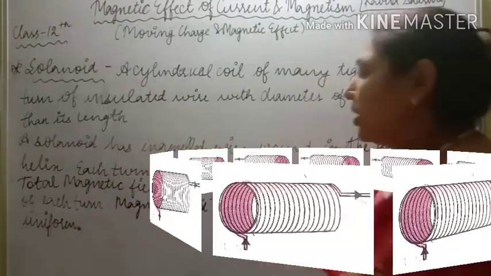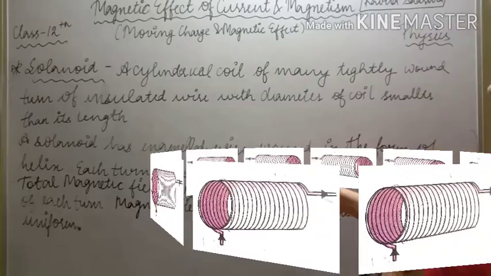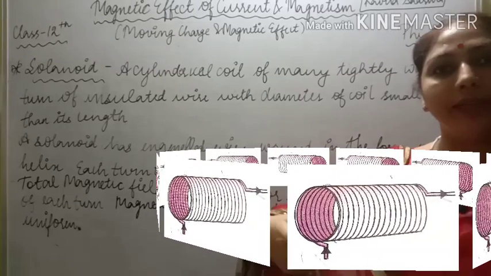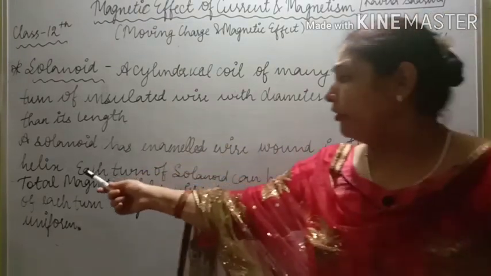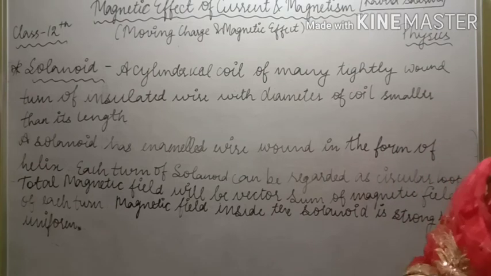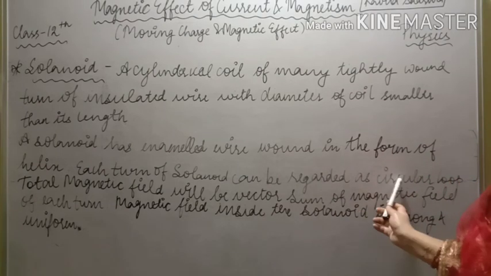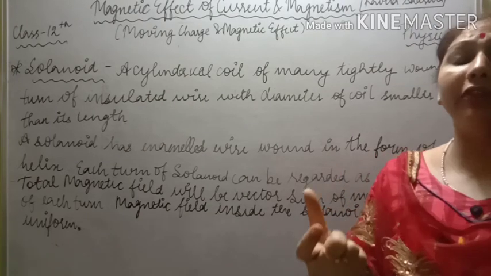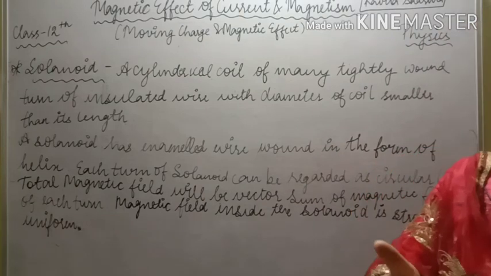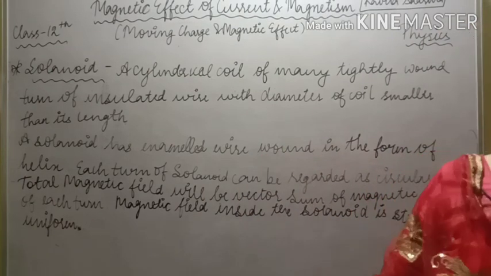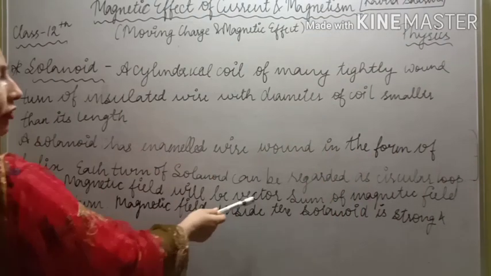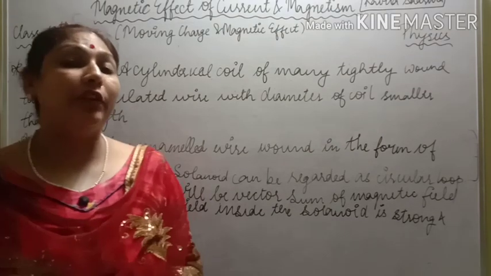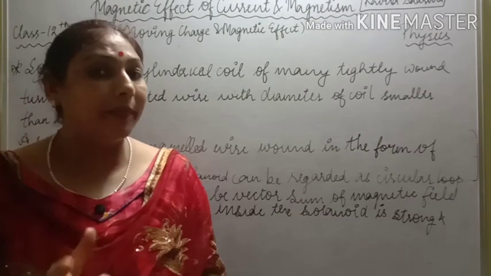और जो solenoid होता है, solenoid has insulated wire wound in the form of a helix, because it has a number of circular turns. और each turn जो होती है of the solenoid can be regarded as a circular loop. इसका मतलब क्या हुआ कि जो total magnetic field होगा, total magnetic field is the vector sum of the magnetic fields by each circular loop. So we can write that the total magnetic field will be given as the vector sum of the magnetic field of each turn. And also the magnetic field inside the solenoid is uniform and strong.